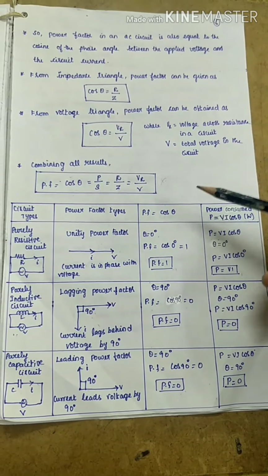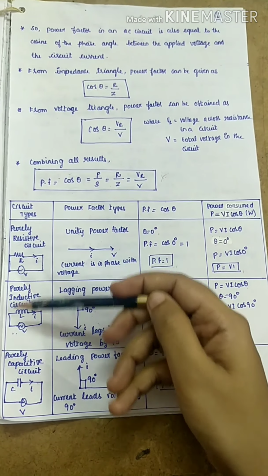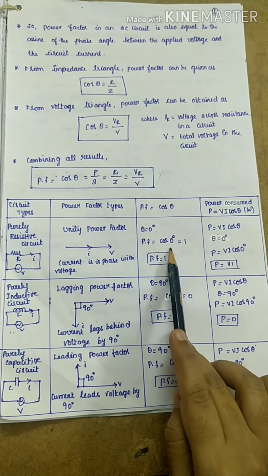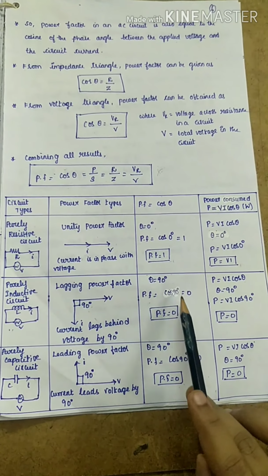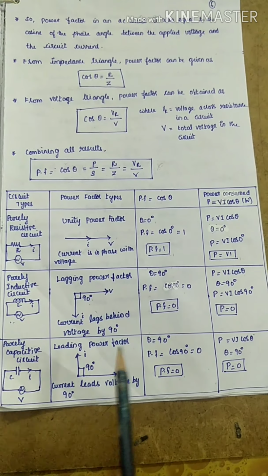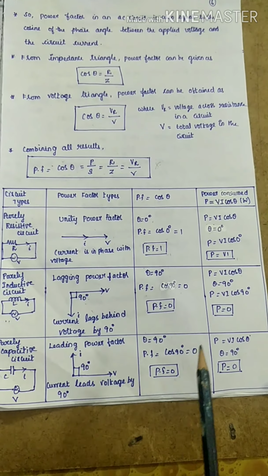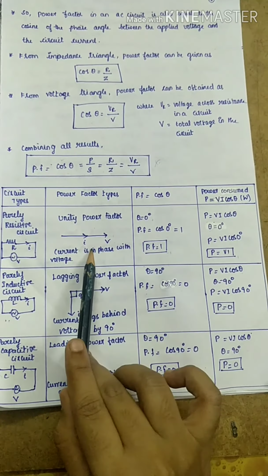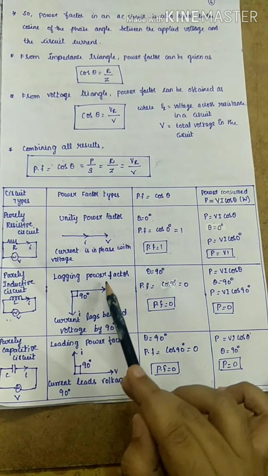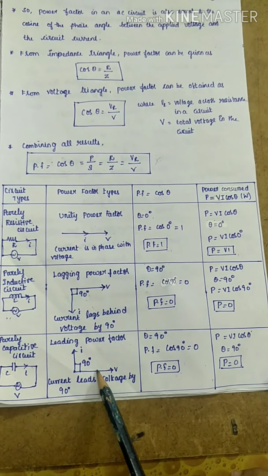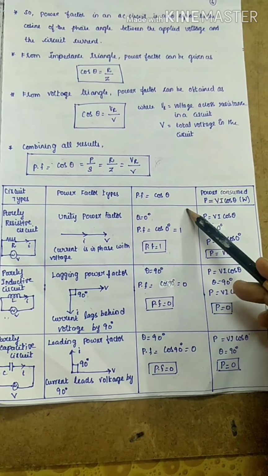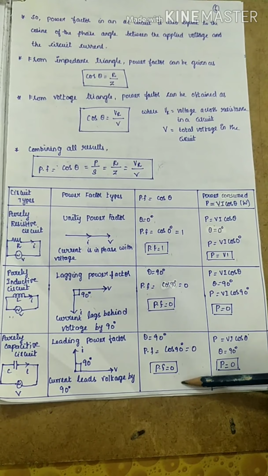So let us see what the power factor is for the different types of circuit. For a resistive circuit, the power factor is unity. For an inductive circuit, the power factor is 0. For a capacitive circuit, the power factor is also 0. The power factor is unity because I and V are in the same phase, whereas here current lags behind the voltage by 90 degrees and here current leads the voltage by 90 degrees. By substituting the angle values, I am getting the values of the power factor.